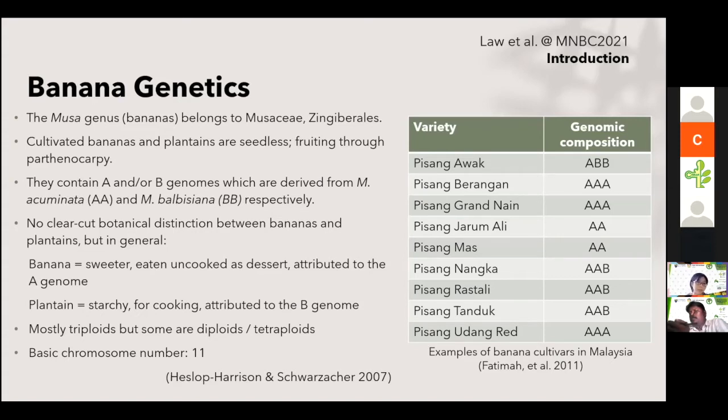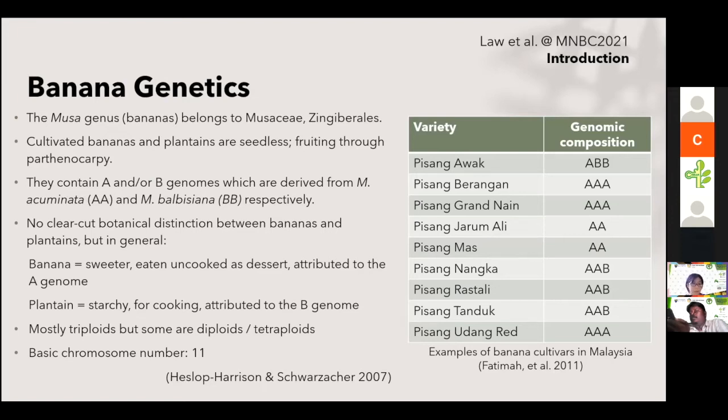So banana refers to the Musa genus, and it belongs to the Musaceae family, the order Zingiberales. The cultivated bananas and plantains are seedless, and the fruiting is mainly by parthenocarpy, as mentioned and explained in great detail by Dato Sri. These AB genomes and the nomenclature were already explained by Dato Sri just now.